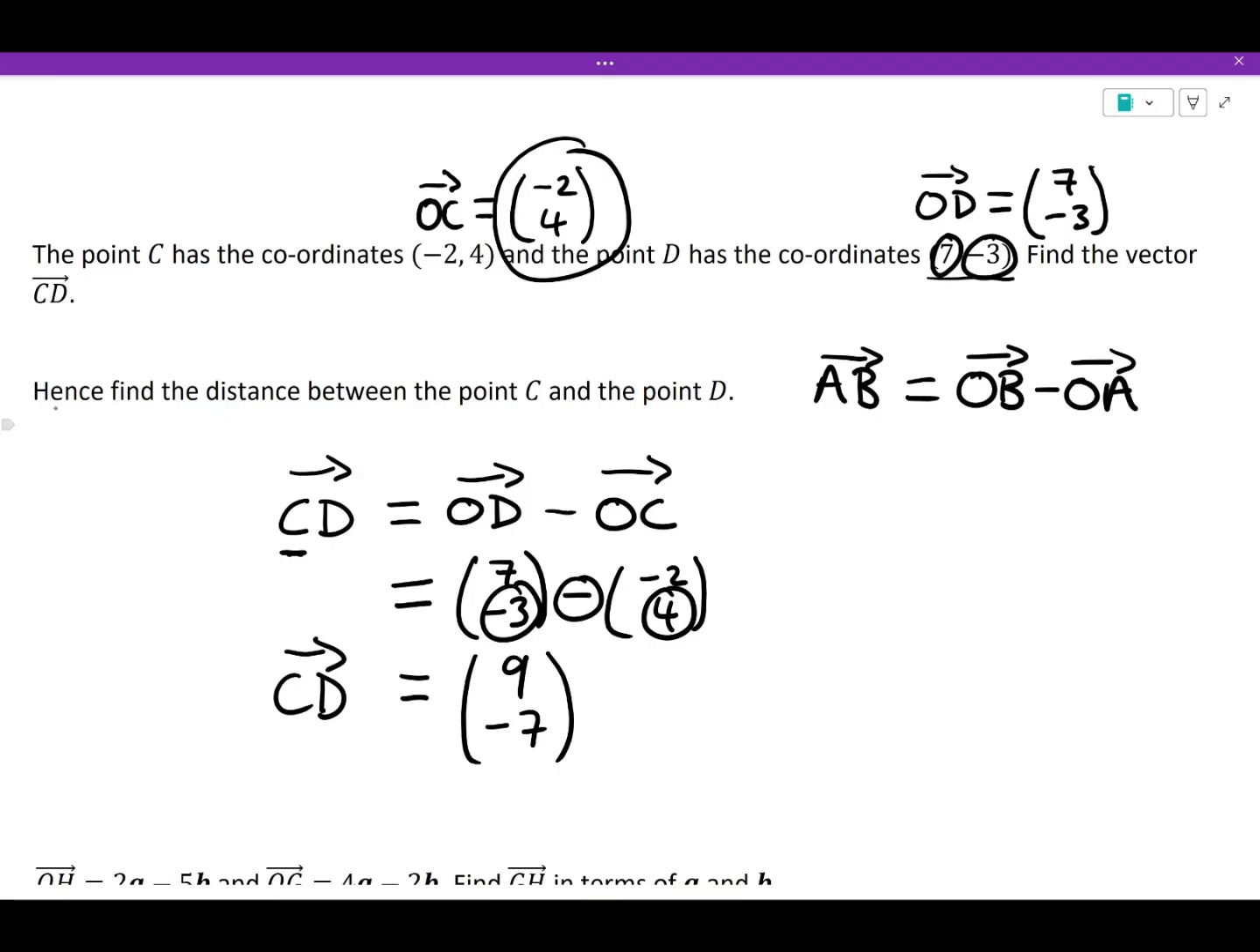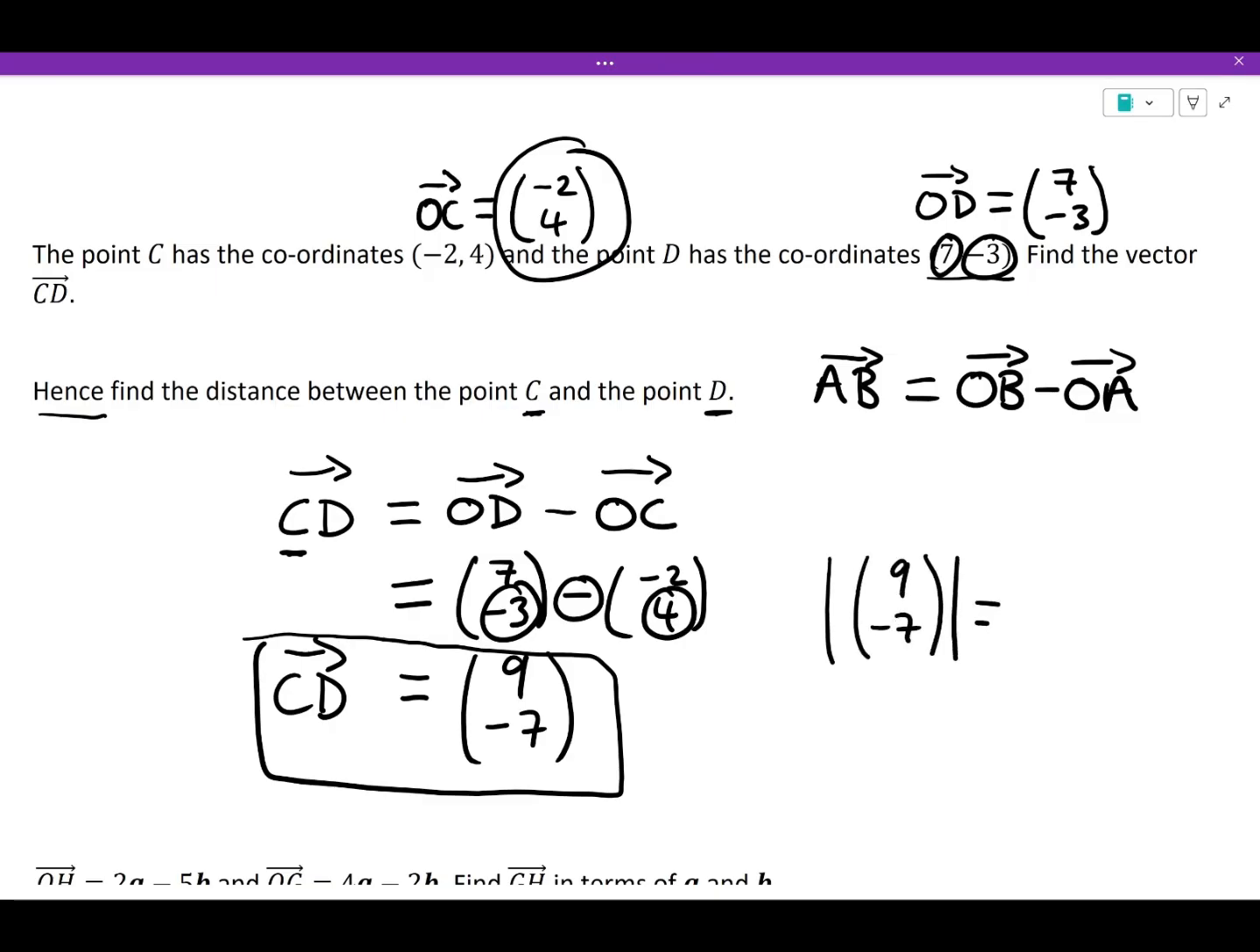It then says hence, so that means use your previous part of your working. Find the distance between the point C and the point D. Well, if we know the vector going from C to D, which we know here, then all we need to do is calculate the magnitude of this vector, and it's going to tell us the distance between the 2 points. So the distance is going to be the magnitude of (9, -7), which is going to be equal to the square root of our horizontal component squared plus our vertical component squared, like that. Make sure you put negative numbers in brackets if you're going to square them. And then you can pop that in the calculator or calculate it manually.